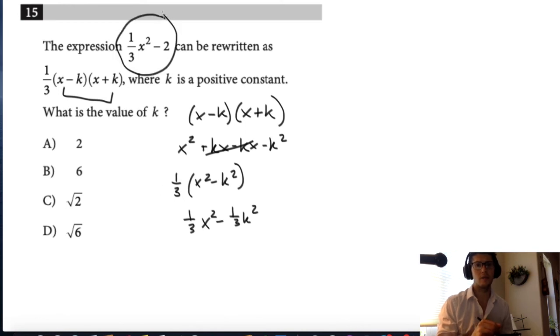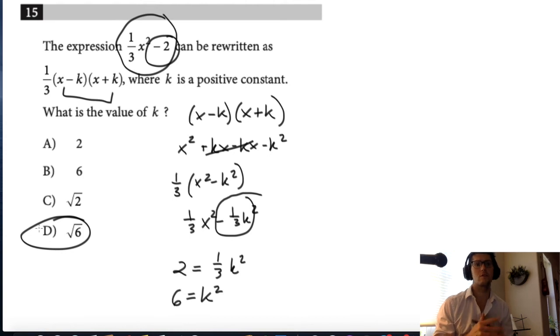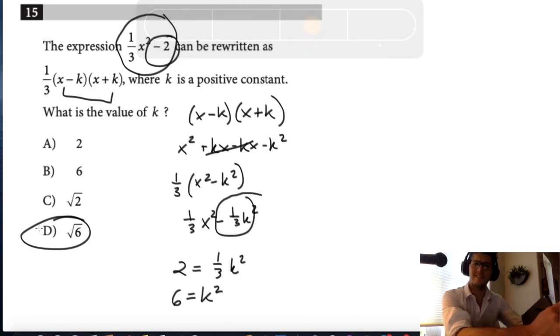Okay, and we're going to end up with this. So -2 must equal negative 1/3 k squared. So 2 equals 1/3 k squared. And at that point, we just have some simple algebra to do. Multiply by 3, we get 6 equals k squared, and k equals √6. I said I was just going to try out the numbers, but once I started thinking about difference of squares, it didn't feel like the right move to just try out these numbers.